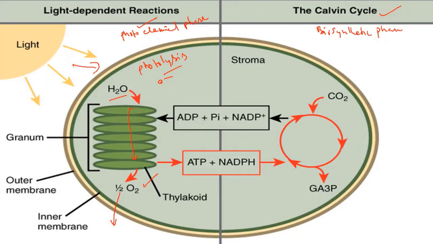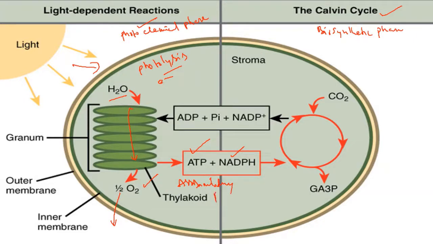And the second stage is photophosphorylation. Electrons released in photolysis of water are used for production of ATP and NADPH. These two are known as assimilatory powers. In the light dependent reaction, water is split into oxygen and electrons, and the ATP and NADPH assimilatory powers are produced.